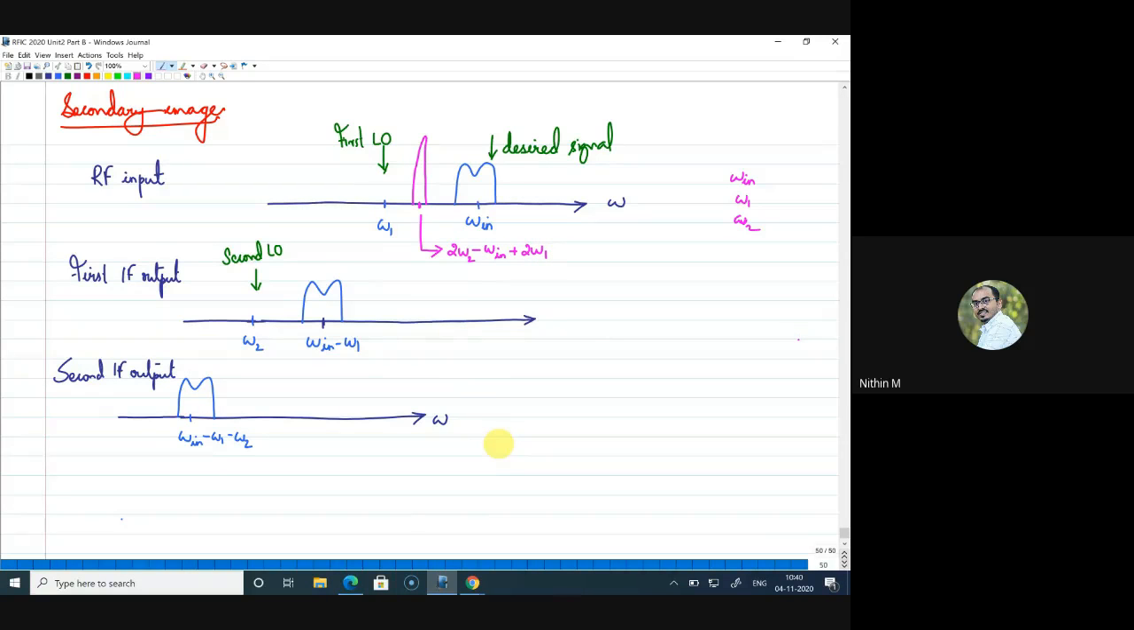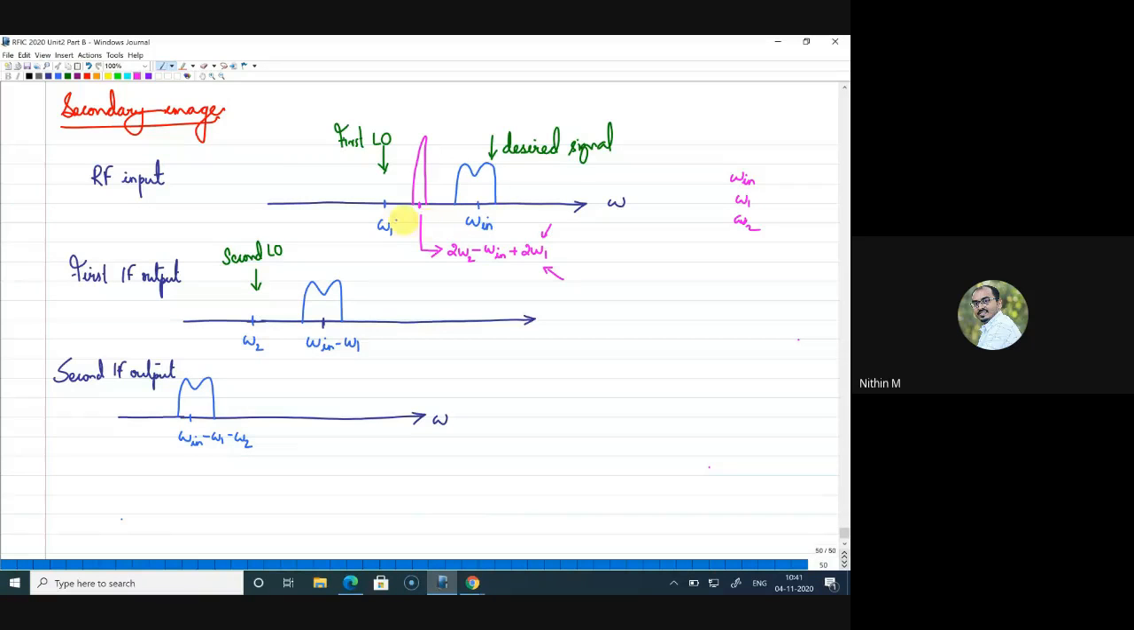Why I have written it in this form is because this frequency is actually obtained by understanding what a secondary image component is, right? For the time being, assume that there is a frequency component having a value between omega 1 and omega in, and that specific value I have taken as 2 omega 2 minus omega in plus 2 omega 1. We will come back to this a little later. Any questions?